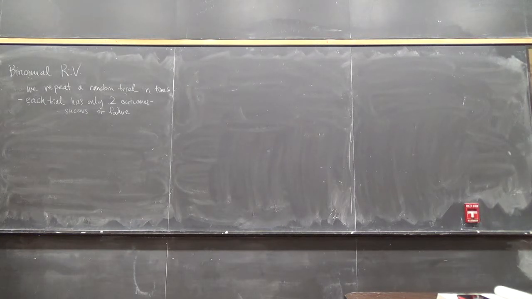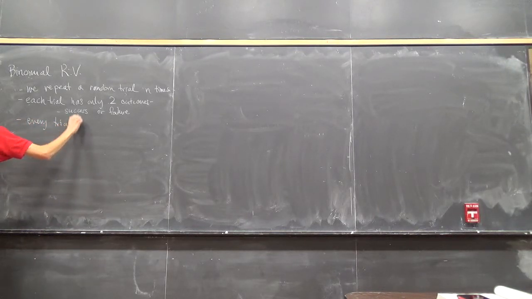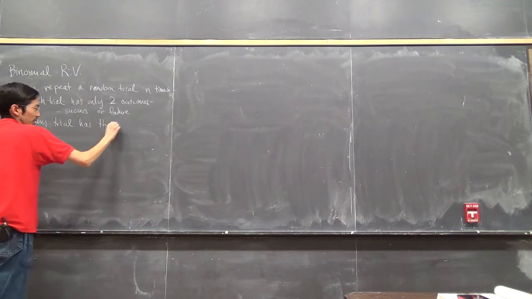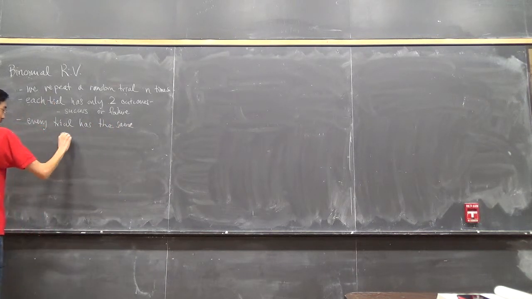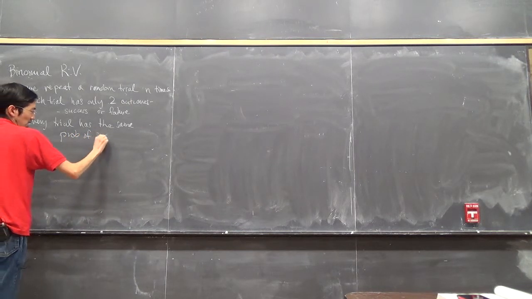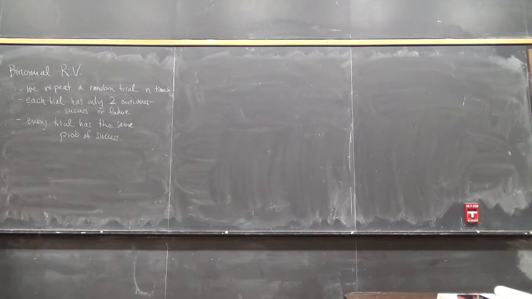But these are, again, just arbitrary labels, and so it's not so much that success is something we celebrate and failure is something that is disappointing. It's just it either happened or it didn't happen. That's probably an easier way to think of it, but the literature calls it success and failure, okay? And every trial has the same probability of success. Okay. And each trial is independent of the other.